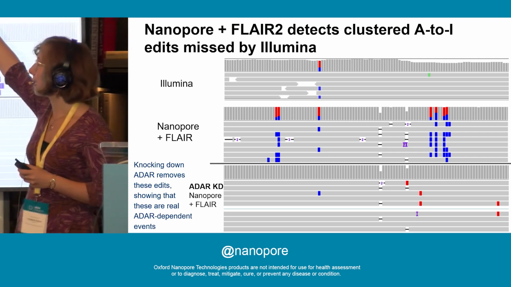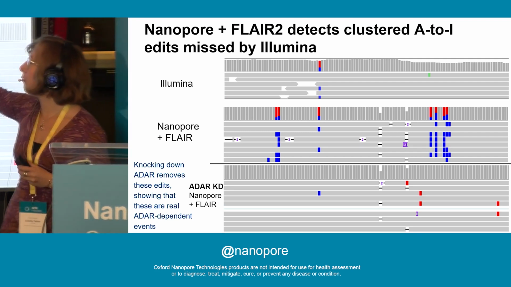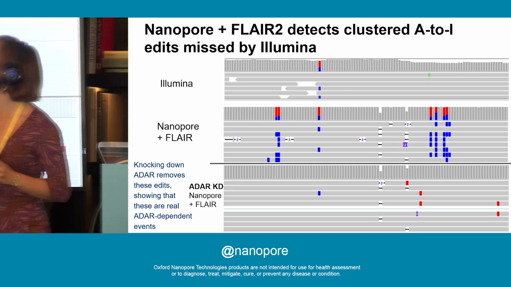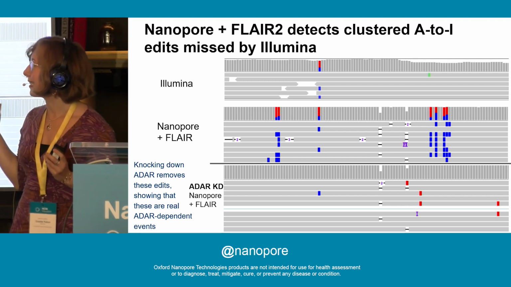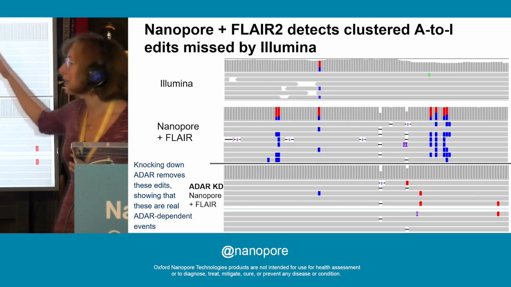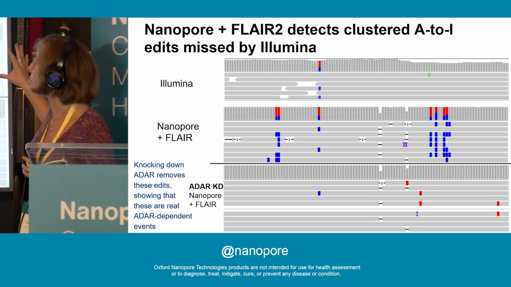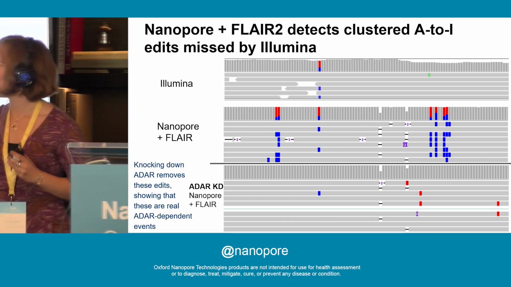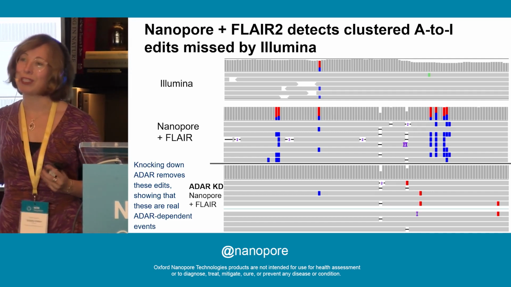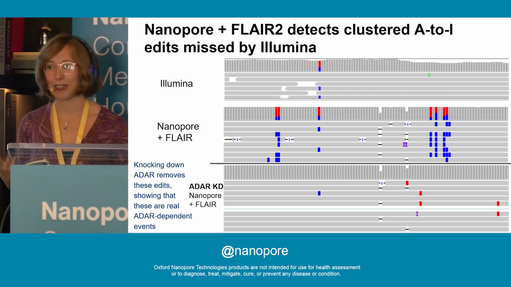So here we can see that with Illumina, very few, only 1 in this sequence, of the A to I changes are detected. However, with Nanopore, we can detect way more. And we can show that with ADAR knockdown, we remove those changes, so this is not just an artifact of our process.